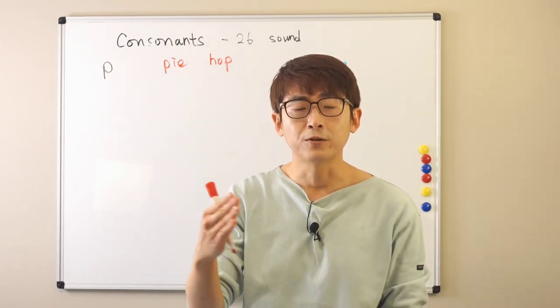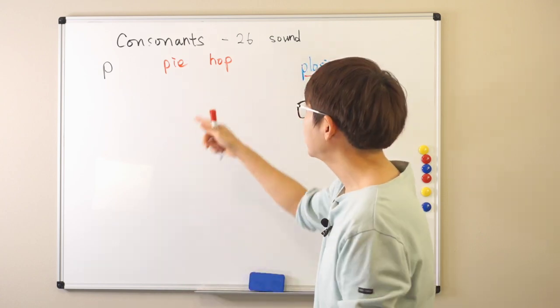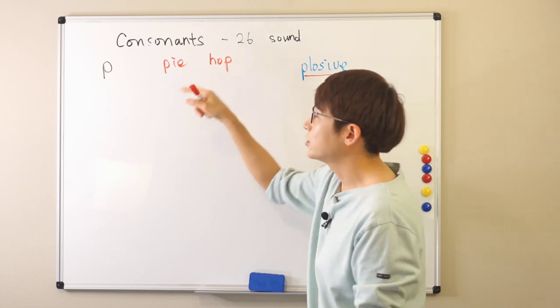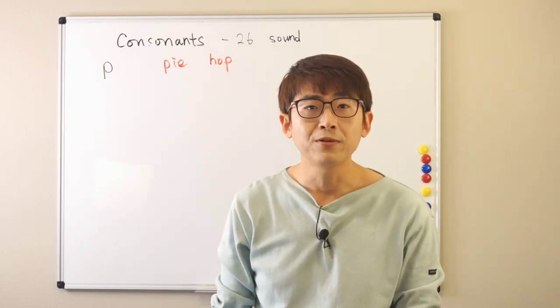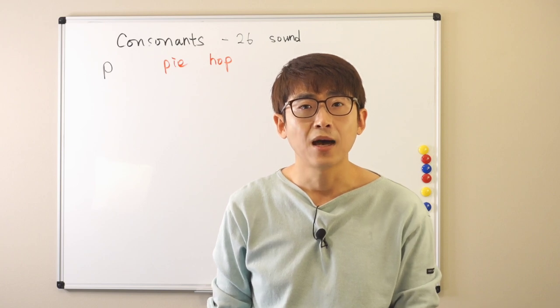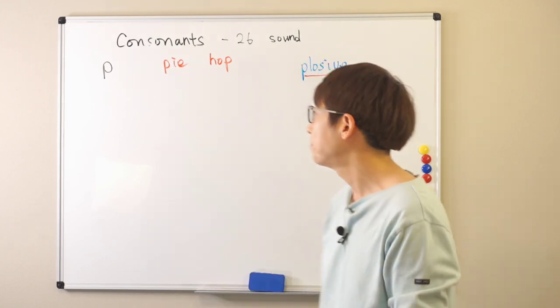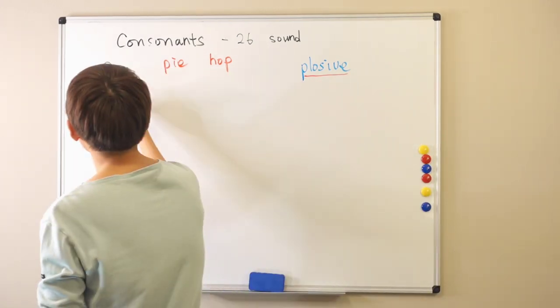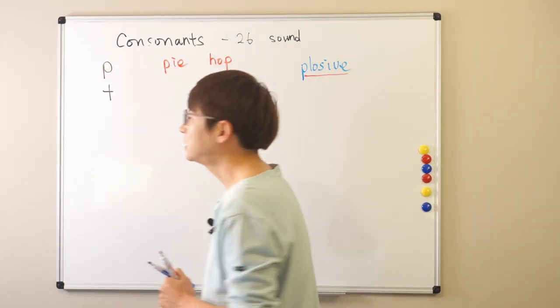Hop. And for this case, you start with another consonant and say the vowel, and then you close your mouth, and then you make that explosive sound again. All right, and the next sound that I want to do is this one.